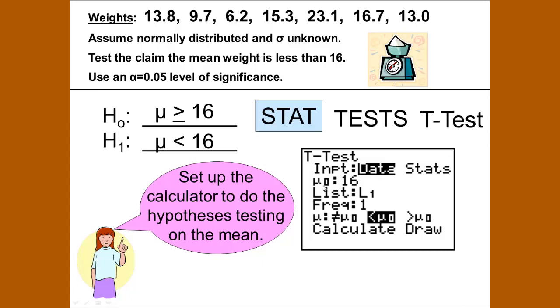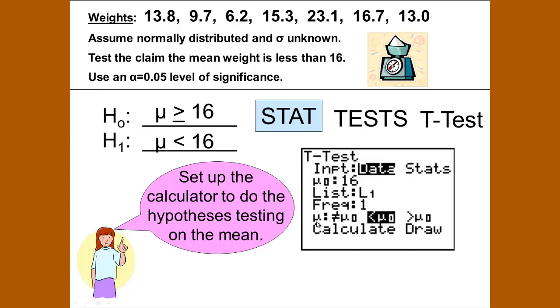For mu sub 0, that's our null. Our null is talking about the number 16. So we need to be sure that we've typed 16 here. Next is the list. Which list did we type our data in? So this should say list 1. The frequency would be if we had a frequency list or number. We do not have that, so it should stay a 1.